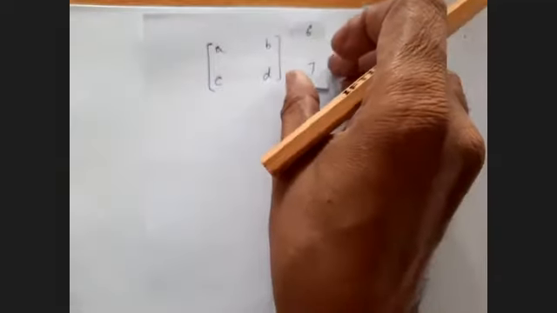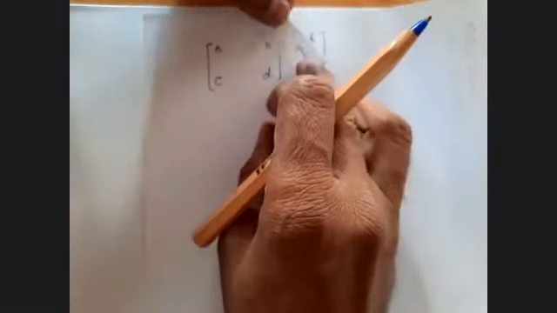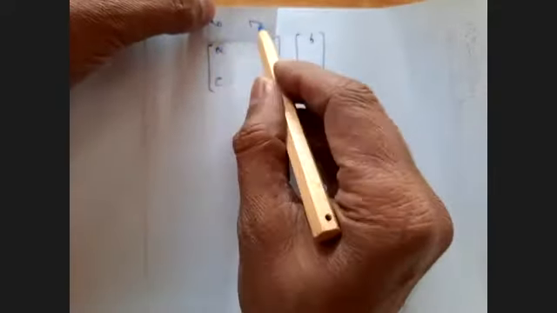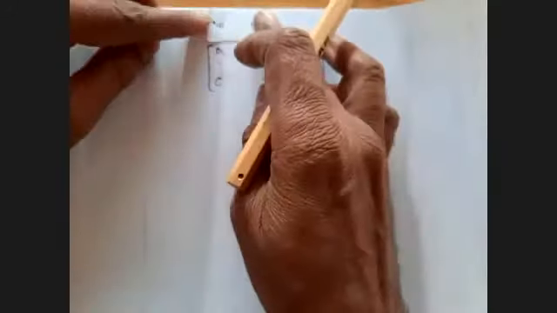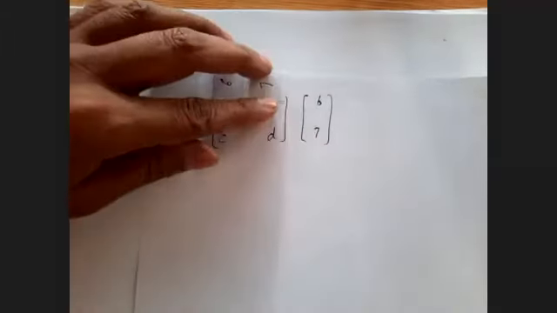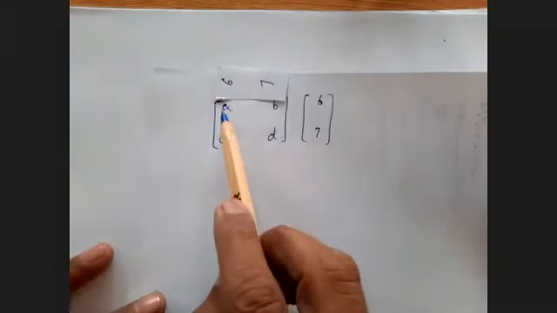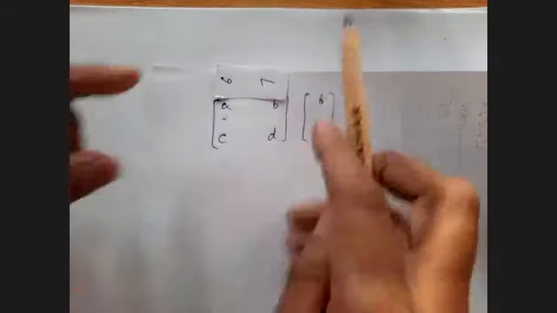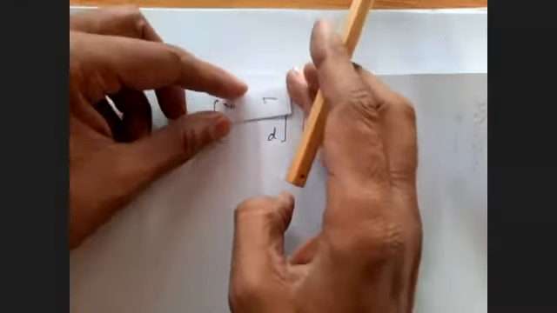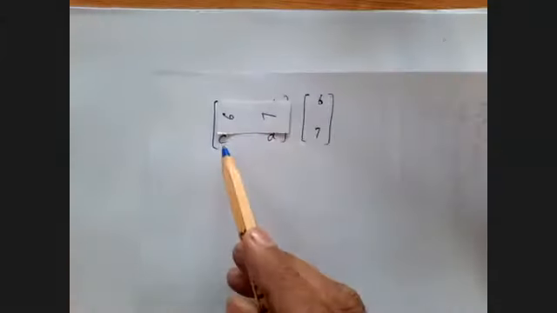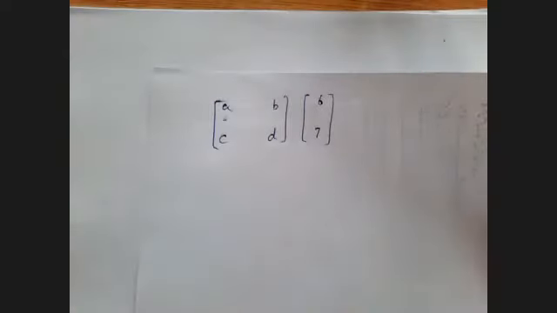What you are going to do? You are going to multiply it like this. You are going to rotate it like this. The 6 will multiply with A and 7 will multiply with B. 6 will multiply with A, 7 will multiply with B. In the same way, 6 multiplied by C and 7 multiplied by D. I am writing it again on another page to make it more clear.